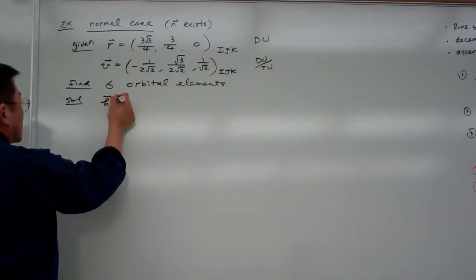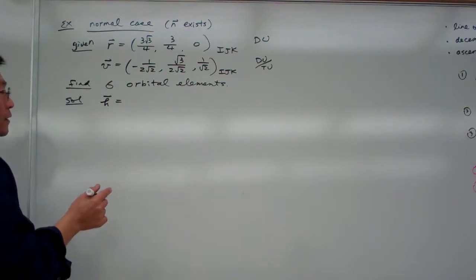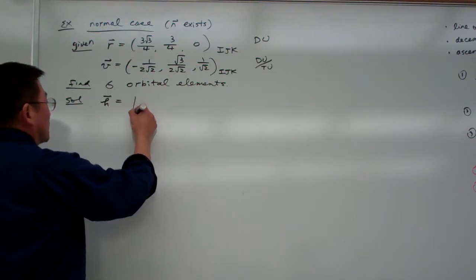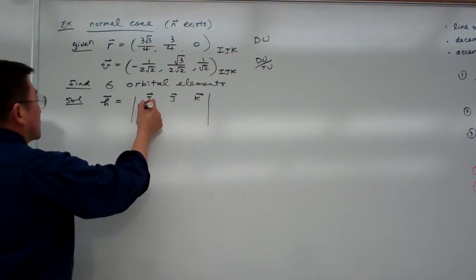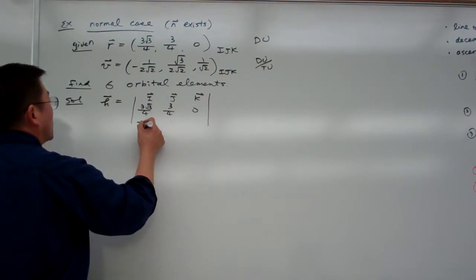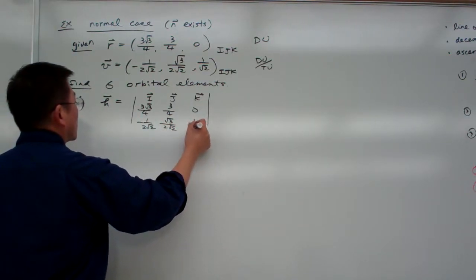So here we calculate h, the angular momentum. We simply plug in here, so it is I, J, K. And then we plug in: 3 square root 3 over 4, 3 over 4, 0, and minus 1, 2 square root 2, square root 3, 2 square root 2, and 1 over square root 2.